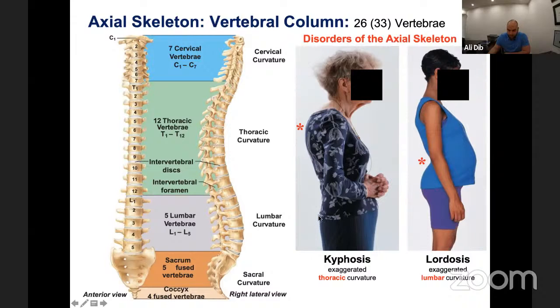Now, on the left, we have more of a kyphosis, which is an exaggeration of your thoracic curvature up here. And this is a bit more common, I find. It's what we tend to call poor posture in people. So people who work at desks all day are more likely to develop this. It could develop more, particularly in advanced age with women.